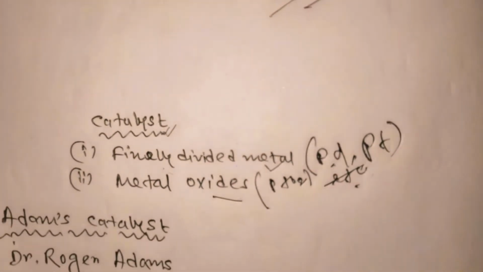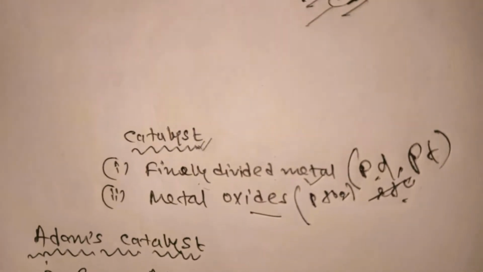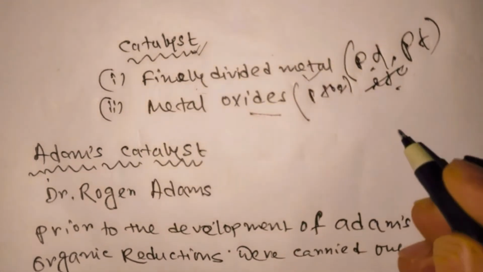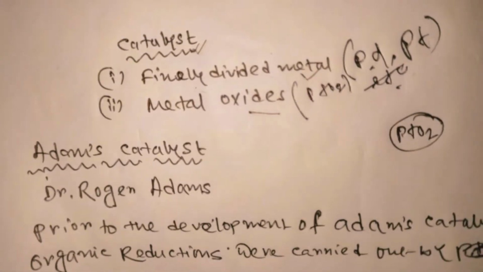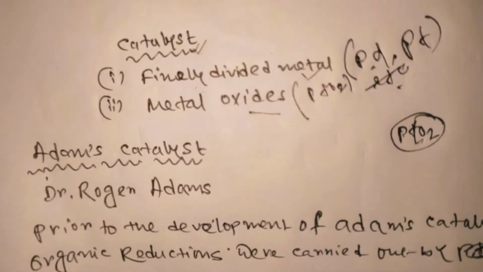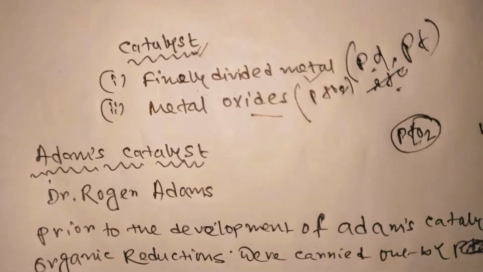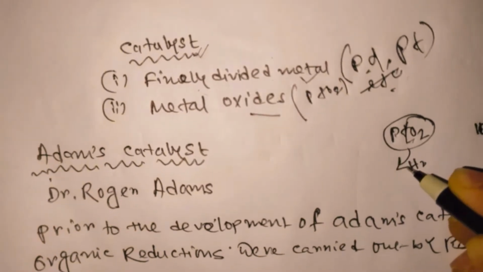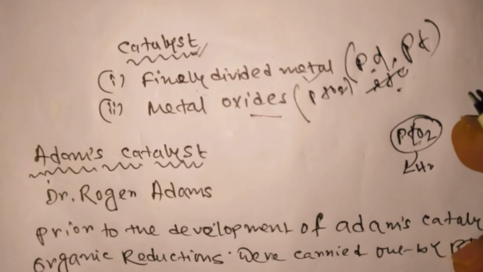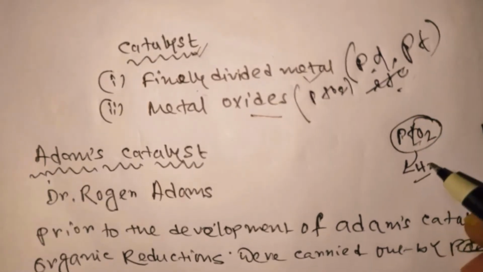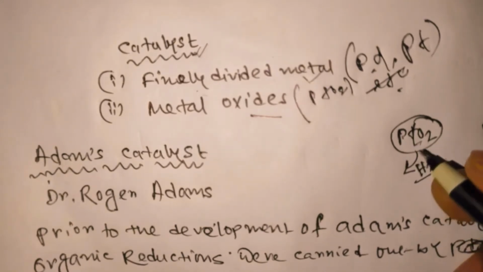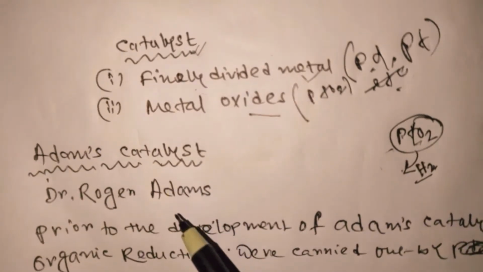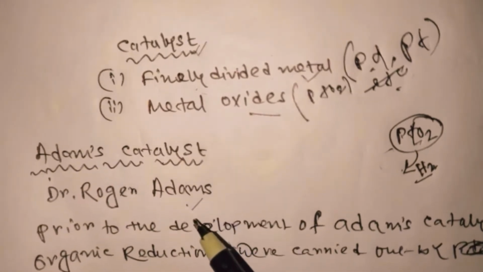The first example we will study today is Adam catalyst. So what is Adam catalyst? Adam catalyst is platinum oxide. Platinum oxide is referred to as Adam catalyst, and it is used in hydrogenation reactions. So we take our substrate, we put the catalyst in our reaction vessel, and we maintain the hydrogen atmosphere, and that way we can convert the substrate into our product.